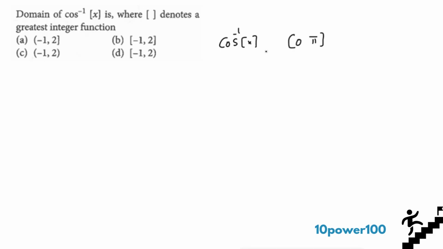Now the domain of x we have to take. The domain is in between minus 1 to 1. I hope you all know this. The domain of x is minus 1 to 1 for cos inverse x. Now let us write this in the inequality: x less than or equal to 1 and x is in between minus 1.